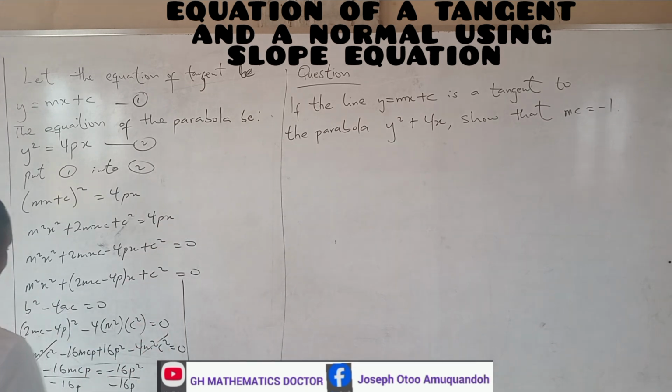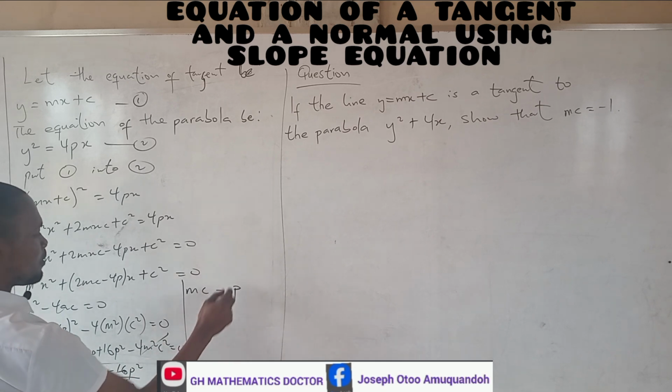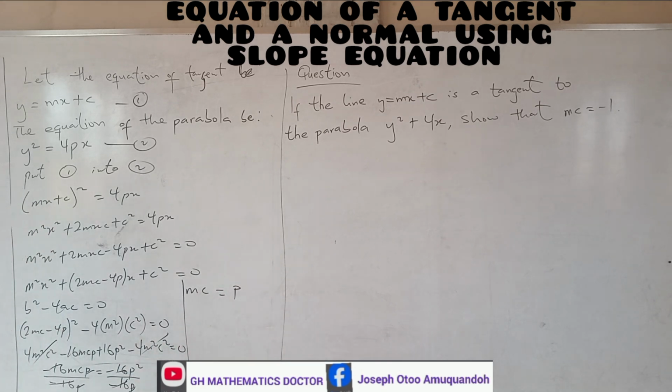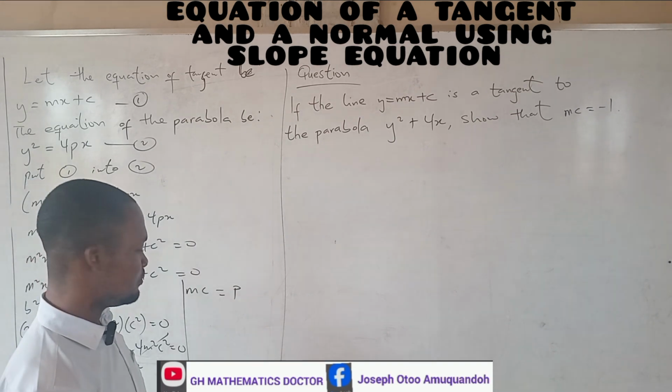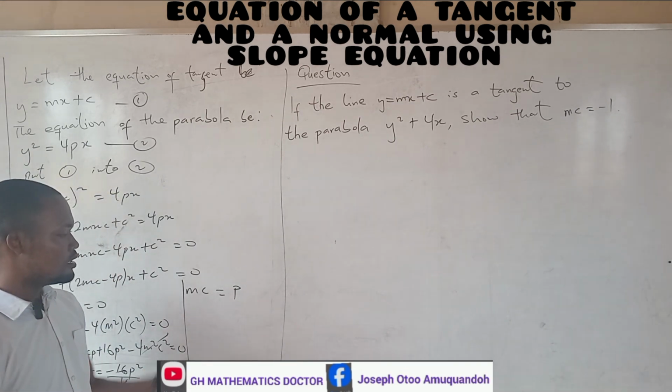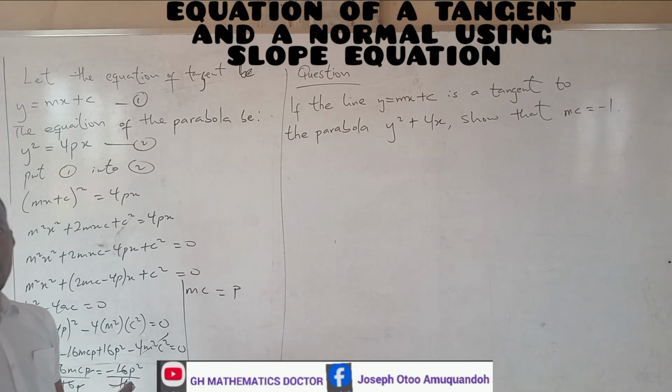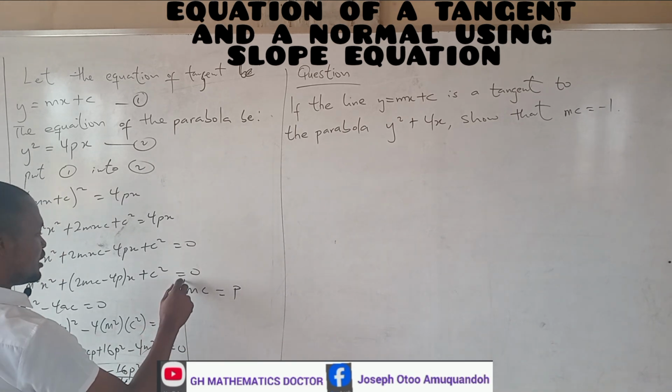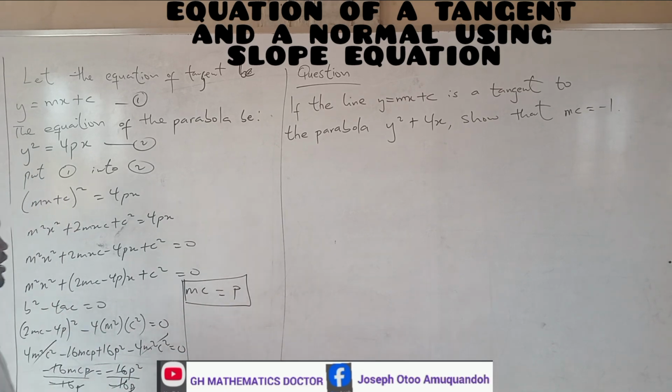This will cancel out. So mc is equal to p. We are going to get mc is equal to p. And I have let you know that this p can be any variable. In some questions, they use a or any variable to represent the p. So this gives you the condition of tangency.